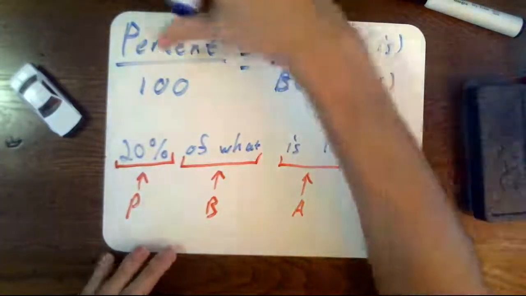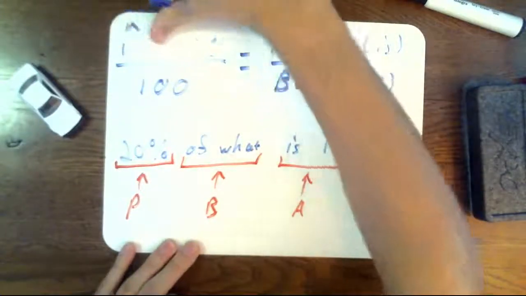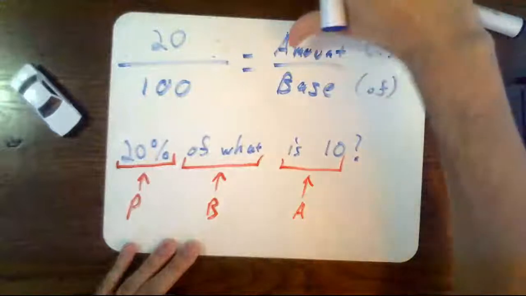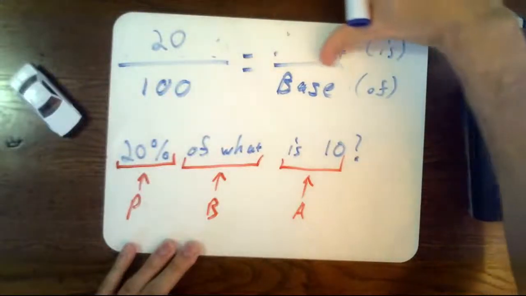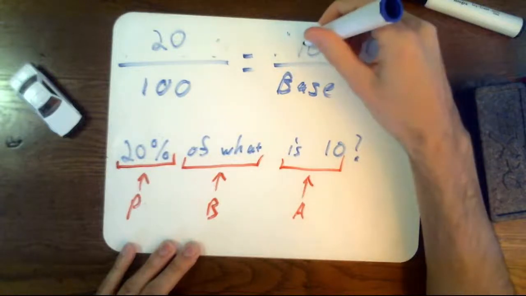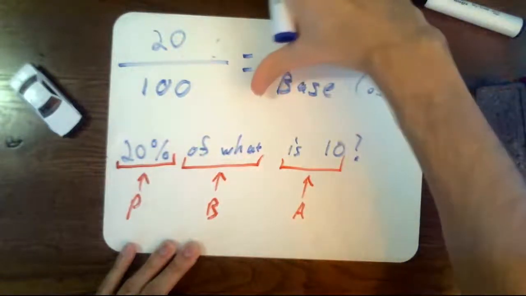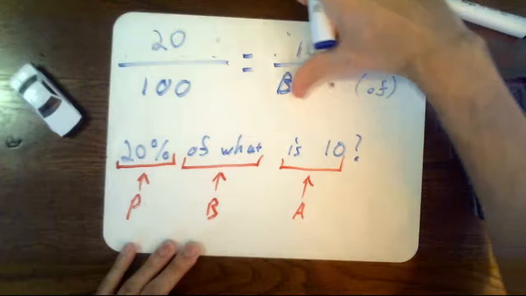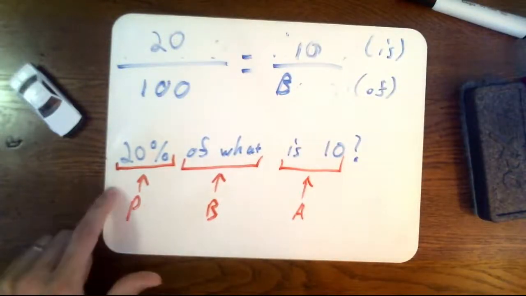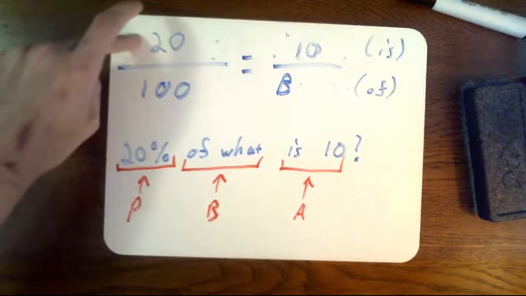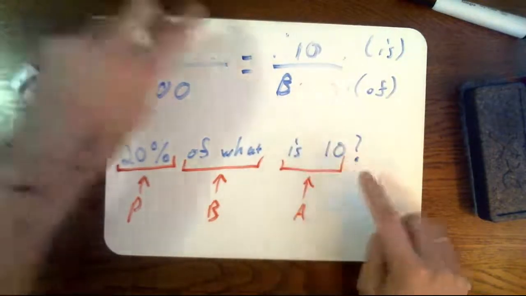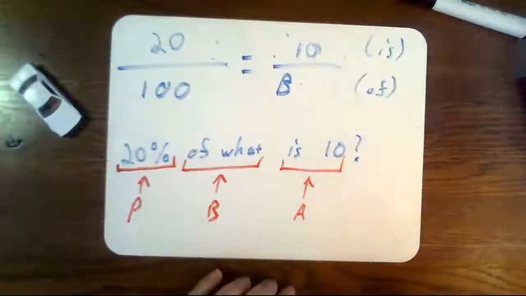So percent up here turns into 20. Is 10, meaning this amount is 10. And we don't know what the base is, so I'm just going to keep this as B. So 20% goes in the percent position. Of what, we don't know, is 10. Is goes in the numerator on the other side.